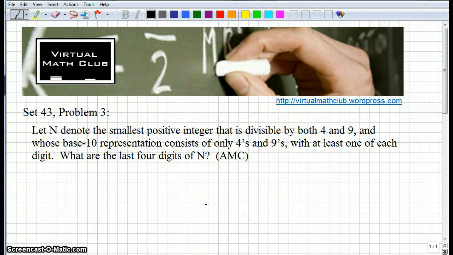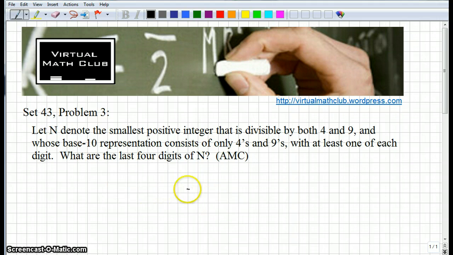Problem number 3. Let n denote the smallest positive integer that is divisible by both 4 and 9, and whose base 10 representation consists of only 4s and 9s, with at least one of each. What are the last 4 digits of n?